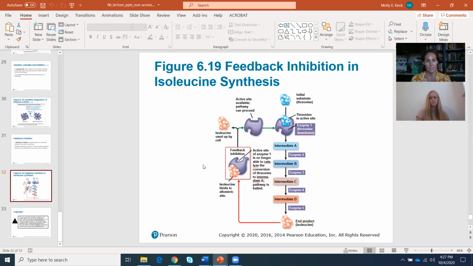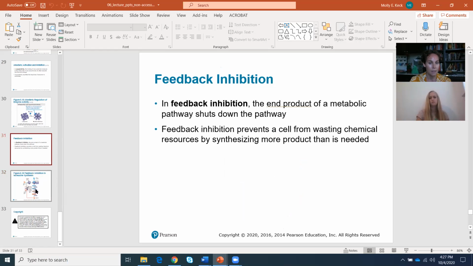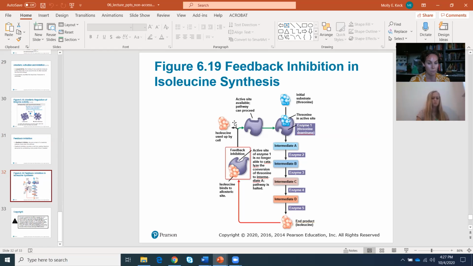It's made enough of itself, it's saturated the place, and so it tells the enzyme, quit doing the reaction. We have enough of it. We don't need any more of whatever it is, and it will actually shut its own enzyme down. So that's feedback inhibition, and that's actually negative inhibition right there.